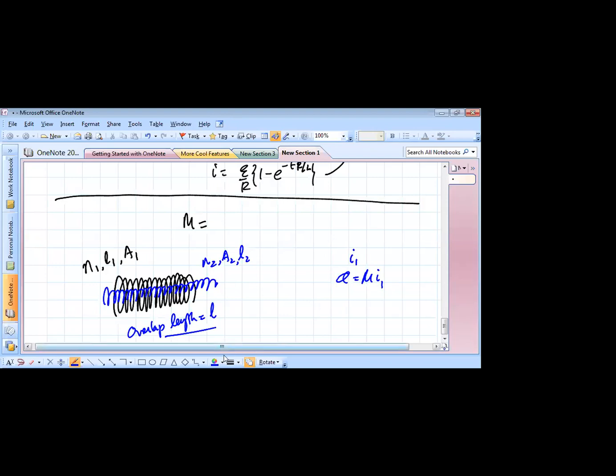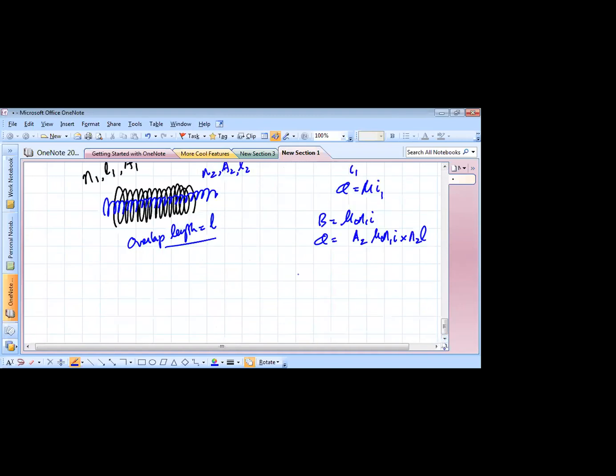Now suppose you send current in the outer loop, then the magnetic field will be mu naught N1 I, where I is the current you are sending. So the flux through the second loop will be equal to the area of each turn in the second loop, which is A2, multiplied with the magnetic field mu naught N1 I, multiplied with the number of turns of the second loop which is overlapping. So that will be number of turns per unit length into the overlap length.